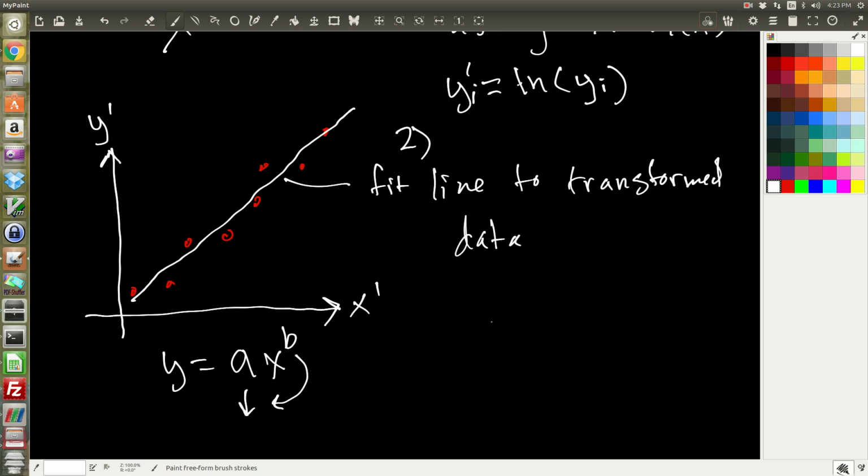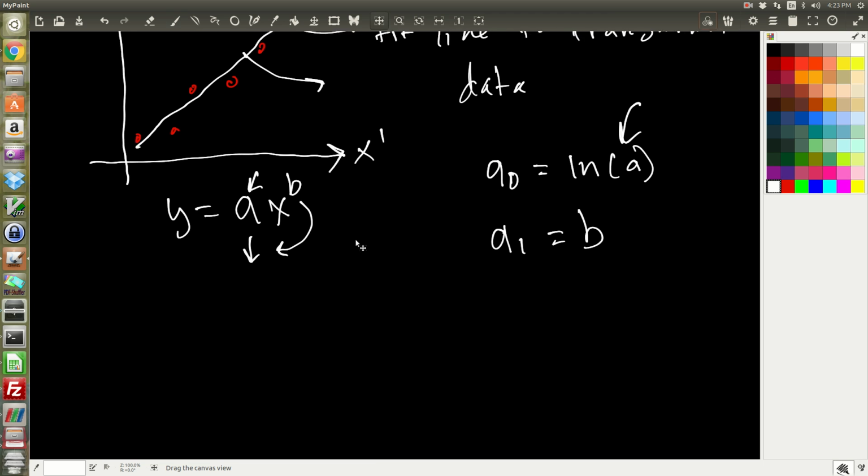Remember, we said that a naught was equal to the natural log of a, or this a right here, okay? And then we said a1 was just equal to b. Well, we want to know what a is and we want to know what b is. Well, b is just a1, right? It's just the slope of this line. So that's easy, because we figure that out when we fit the curve to the line.